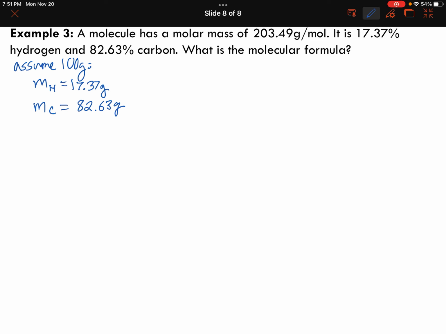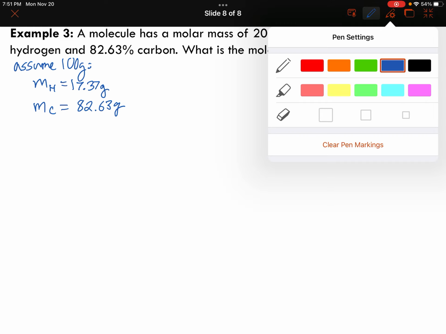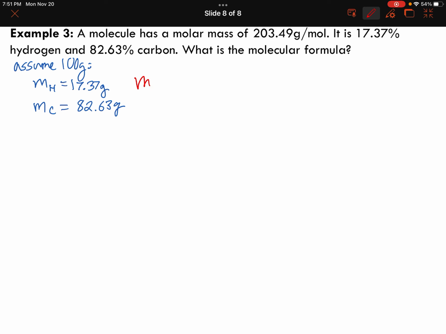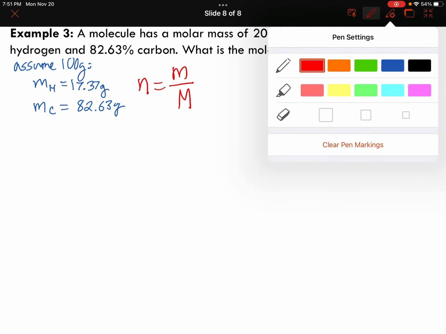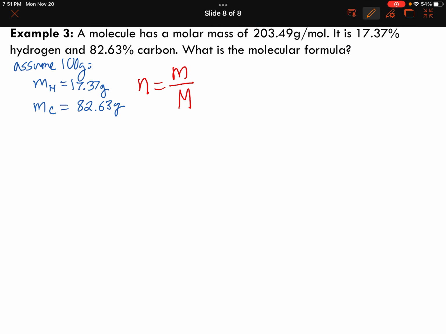But remember, an empirical formula doesn't want masses, it wants moles. So we're going to need to use our fancy formula, moles. Moles here is the mass divided by the molar mass. We'll use that formula here to figure out the number of moles of hydrogen and the number of moles of carbon. So the number of moles of hydrogen will be the mass of hydrogen, which was 17.37 grams, divided by the molar mass of hydrogen.